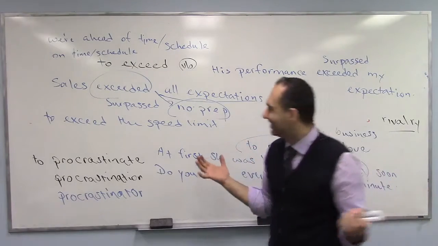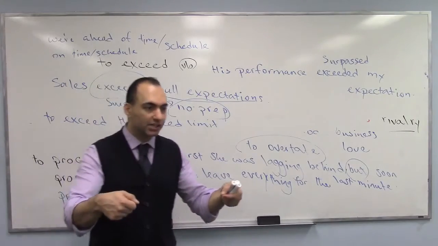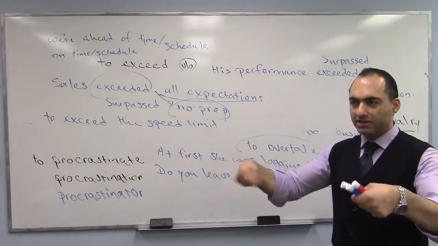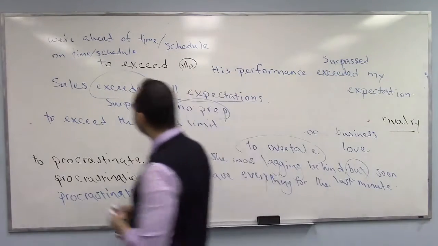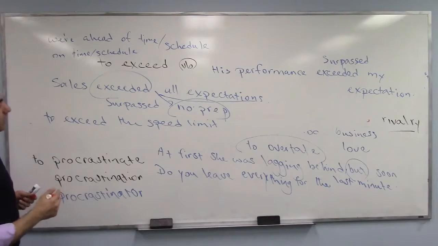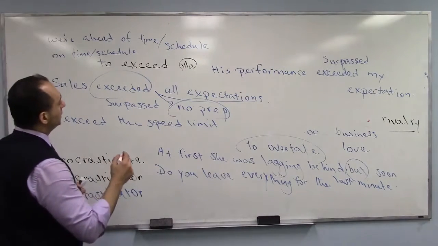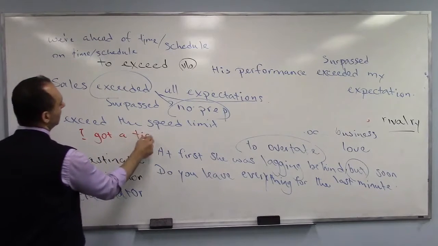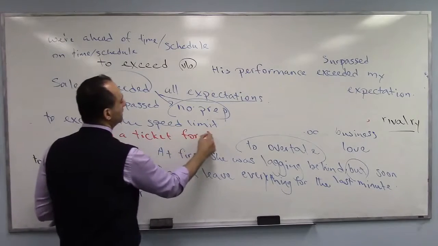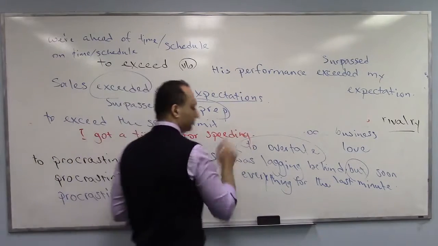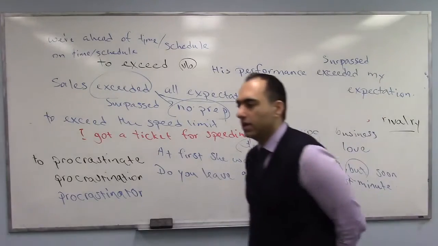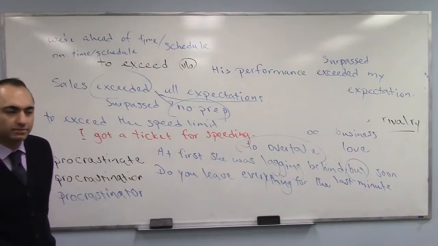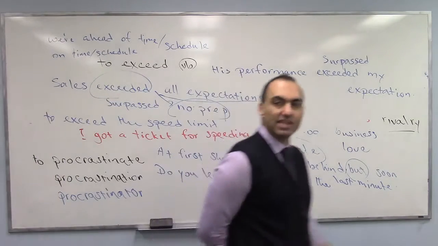How could you be fined, ending up with a $500 ticket? And that is not toilet paper, that is a ticket. Fine. So I got a ticket for speeding. I got a ticket for speeding because I exceeded the speed limit. Your performance exceeded my expectations.